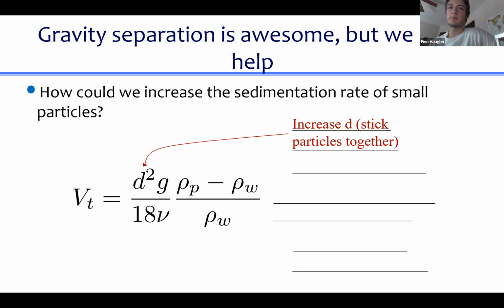Could you increase the temperature? You could increase the temperature. So we're going for everything that's possible from a physics standpoint. You could absolutely do this: if you heat water up, viscosity drops, and then things would settle faster. That's physically true, but it's not practical because the amount of energy required to heat up water is really, really high. You are not going to be heating up all the water going through a water treatment plant. It's not viable.